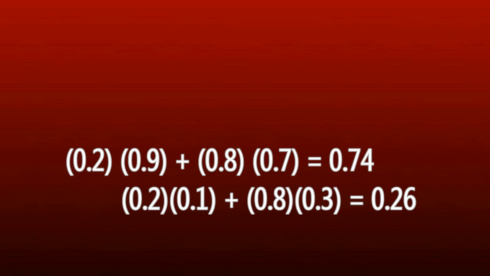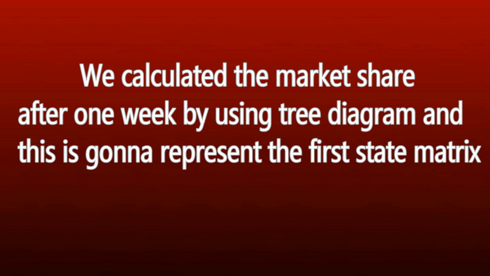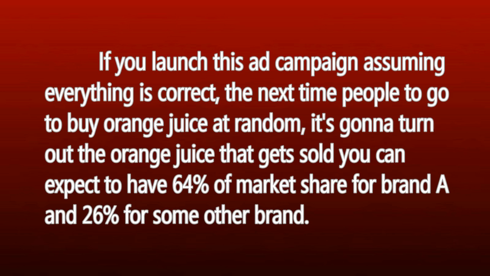So the moral of the story, we calculated the market share after 1 week by using this tree diagram, and this represents the first state matrix. If you launch this ad campaign, assuming everything is correct, the next people to go to buy orange juice at random, you can expect 74% of the market share for brand A and 26% for some other brand.